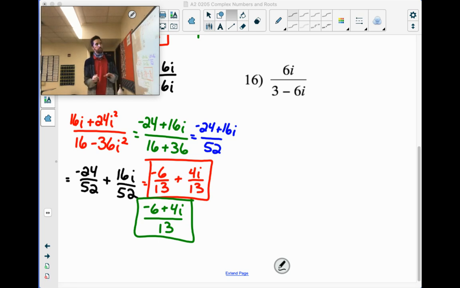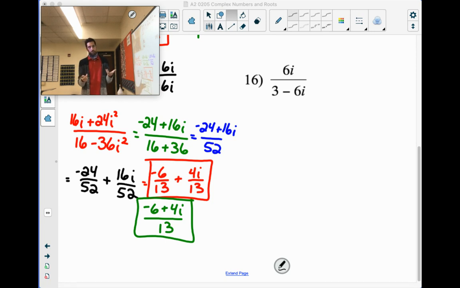Now, you could totally do this just the way we did the previous one, but I want to show you another way that you can also do this problem. If something can be factored, if you factor it right away, it might save you a little bit of work. So look at the denominator, 3 minus 6i.